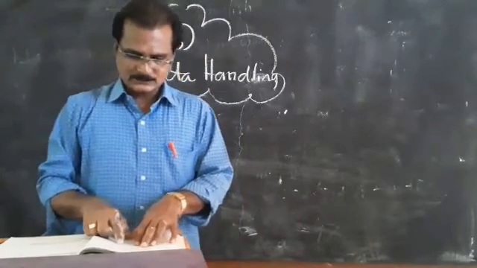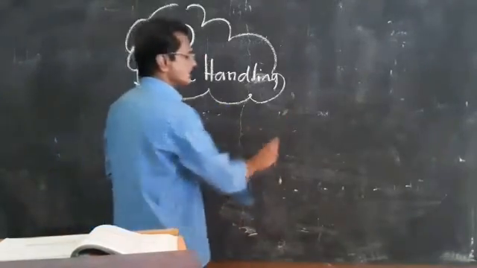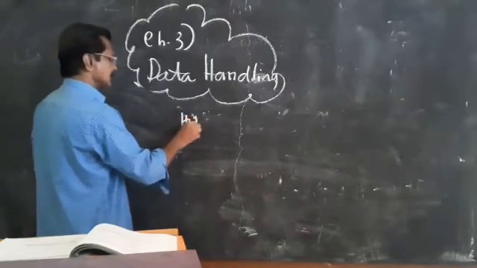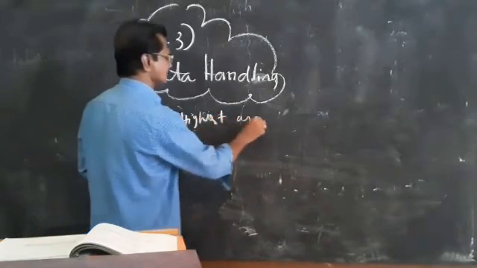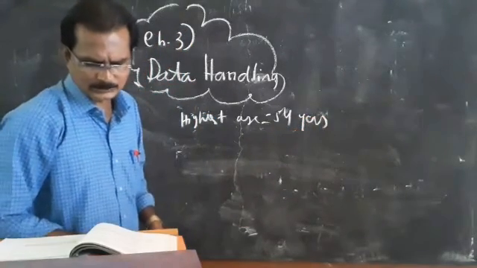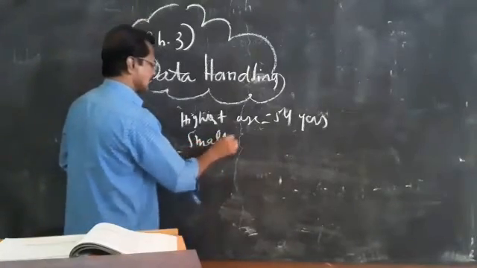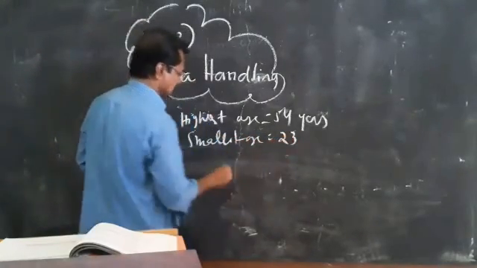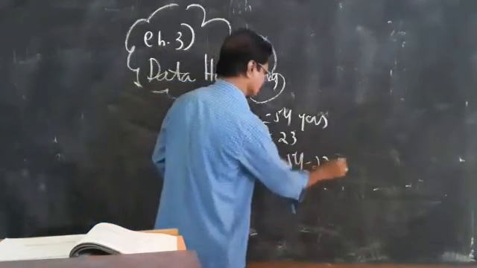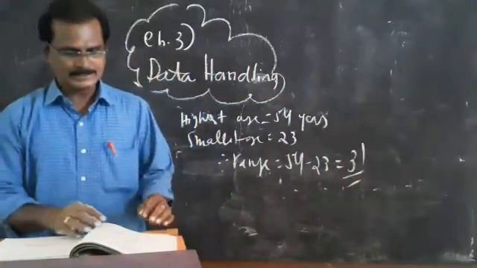What is the range? Range means, looking at the ages of the teachers, the highest age is 54 years and the smallest age is 23. So range equal to 54 minus 23, which is 31. So 31 is the range.